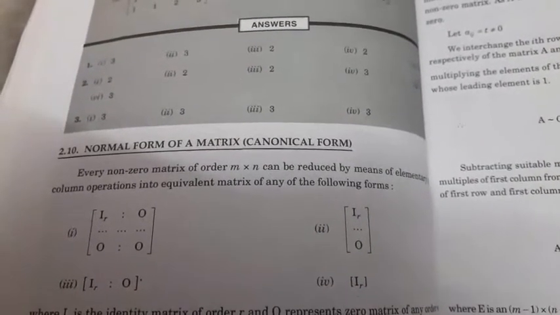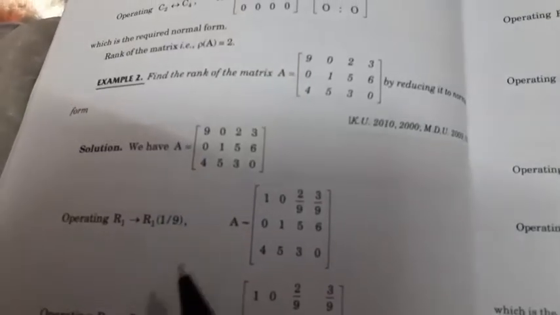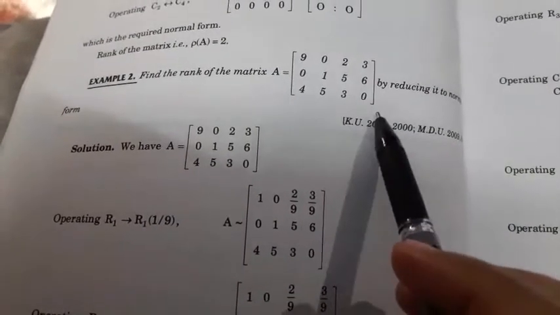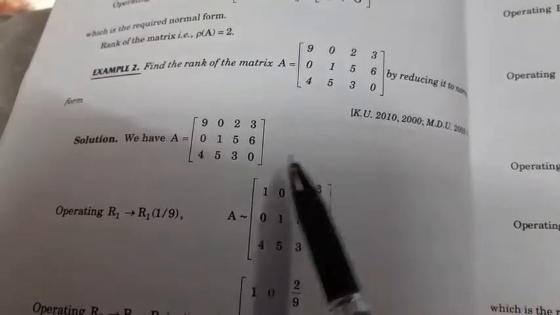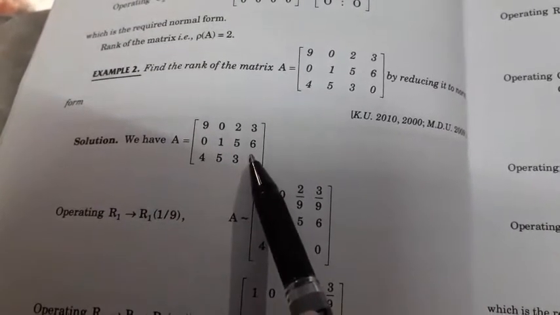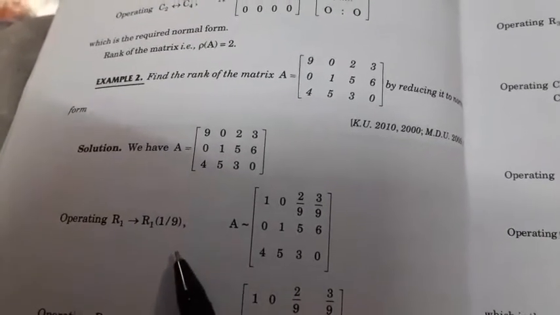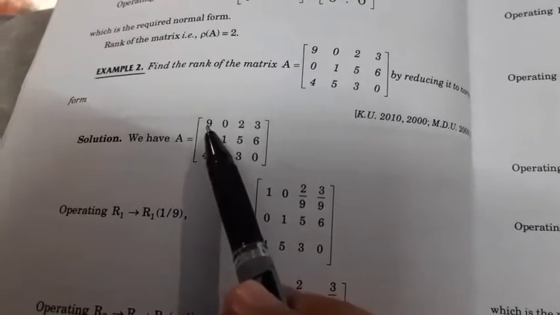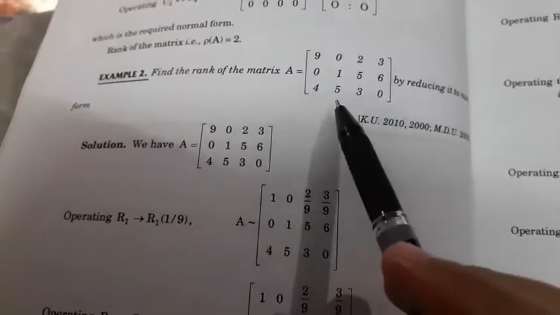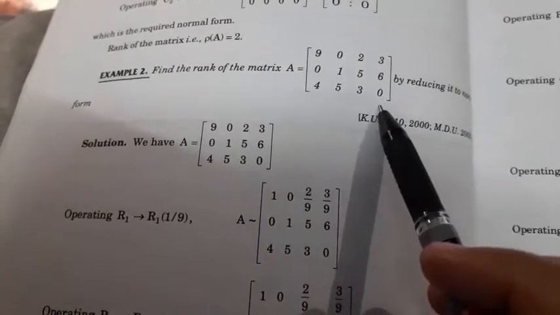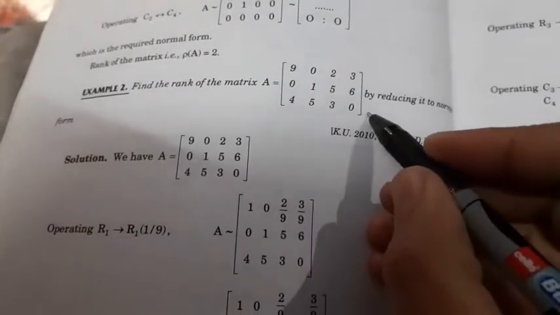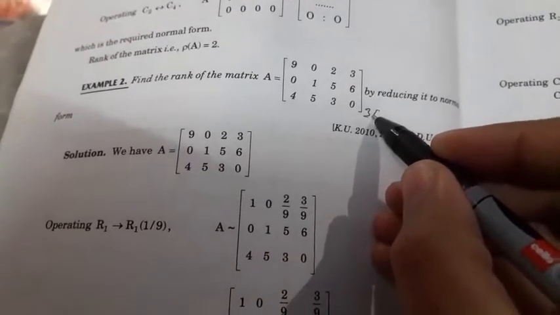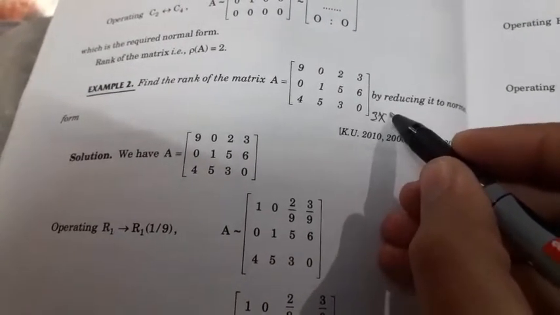Now let us do an example. Now we will determine the rank of this matrix by reducing it into normal form. Now this is your given matrix. First we make the first equal positional element 1. Now what is the rank of the matrix A? The rank of the matrix A is 3 by 4.